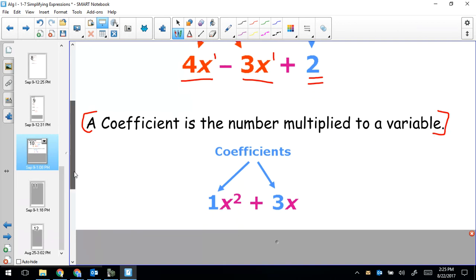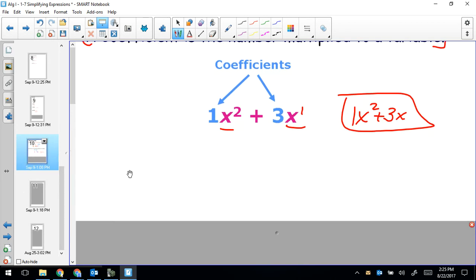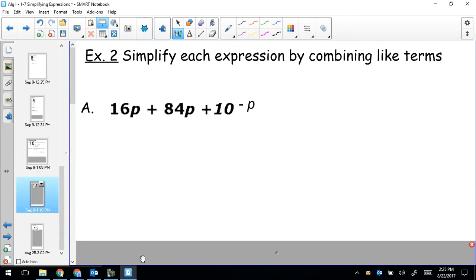Now, these are not like terms. Even though they both have an x, one is squared and one is raised to the first power. So you could not combine these together. If I asked you to simplify this expression, well, this is simplified. That is fully simplified. You would just put that on the answer blank. But I'm just trying to demonstrate what are coefficients. This is a coefficient. This 1 is a coefficient. This 3 is a coefficient. Okay, so let's combine like terms. Simplify and combine like terms. Looks like I need to put that.